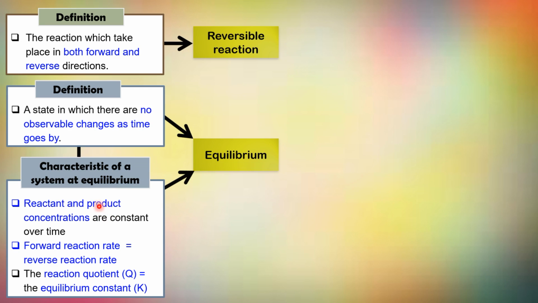First, the reactant and product concentrations are constant over time. So we can see in the graph of concentration over time, the lines for the product and the reactant become constant, no change. Second, the forward reaction rate is equal to the reverse reaction rate. And third, the reaction quotient Q is equal to the equilibrium constant K.